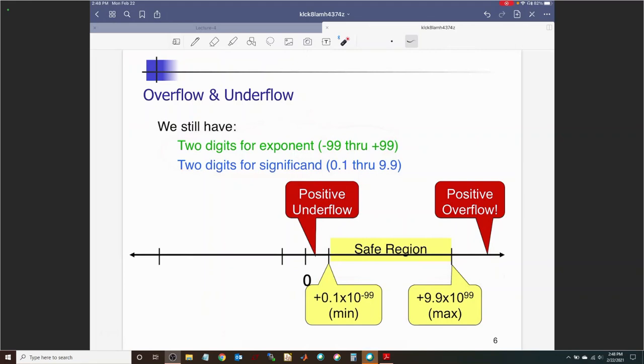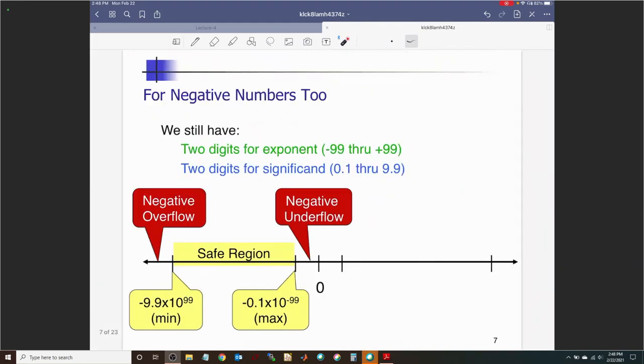But this could also happen on the negative side, right? Because once you do the arithmetic, your answer could be on the positive side or it could also be on the negative side. So now you're still doing 2 digits exponent, 2 digits significant. Your answer could now be in the safe region, which is essentially limited by the smallest number you can represent or the biggest number you can represent on the negative side. But if you are above that value, you would call that negative underflow. And if you are below that smallest value, you would call that negative overflow.